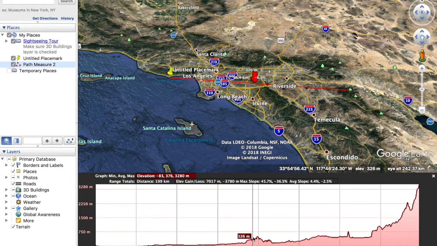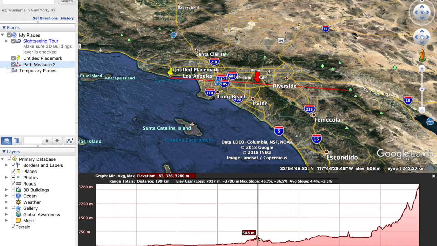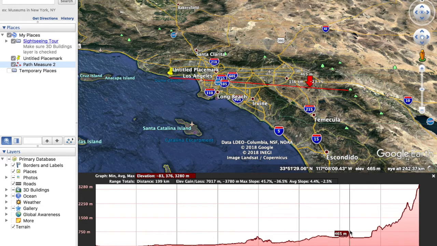And then the next one that we're going to pay attention to is this one at 99.4 kilometers from the observer at 508 meters above sea level. And then you have the mountain up here.